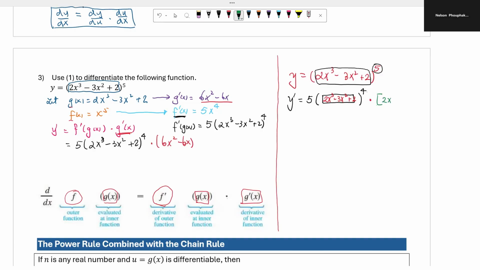the inner function. Then the result that we have will be 5 times (2x to the power 3 minus 3x squared plus 2) raised to the power 4, multiplied by the derivative of the inner function, which is 6x squared minus 6x. Just like this.